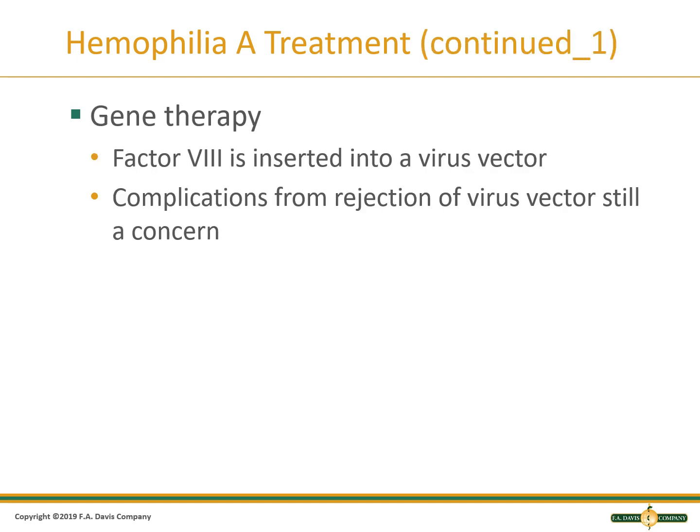In 1987, there was more work done into gene therapy, where factor 8 is inserted into a virus vector. Then the virus vector is lodged into the body of the patient so it can produce the factor 8 for them. There are complications with this because the body can reject that virus vector. This is still a therapy that is being worked on, and they feel like this type of gene therapy can be very beneficial to the patient. There are just some things that still need to be worked out.